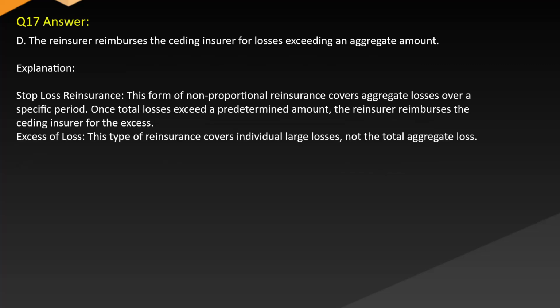Answer: D. The reinsurer reimburses the ceding insurer for losses exceeding an aggregate amount. Explanation: Stop-loss reinsurance. This form of non-proportional reinsurance covers aggregate losses over a specific period. Once total losses exceed a predetermined amount, the reinsurer reimburses the ceding insurer for the excess loss. This type of reinsurance covers individual large losses, not the total aggregate loss.